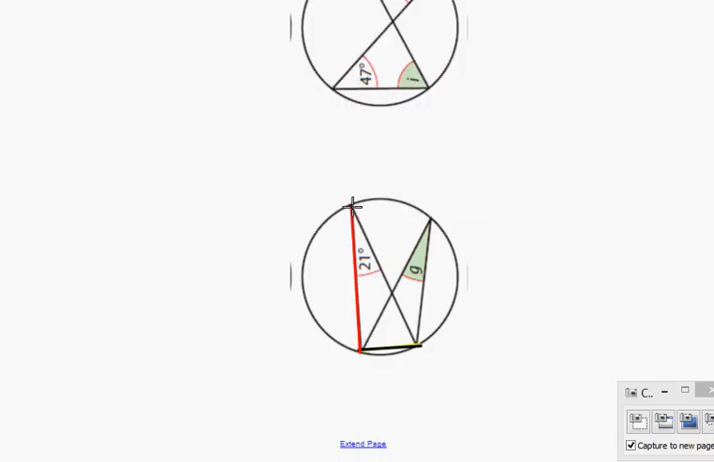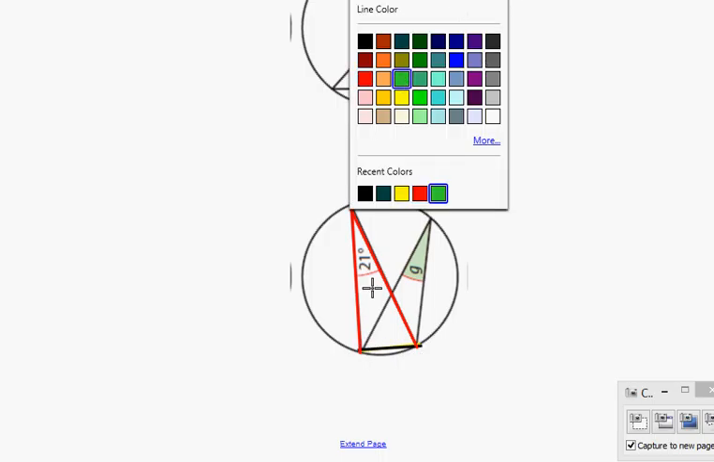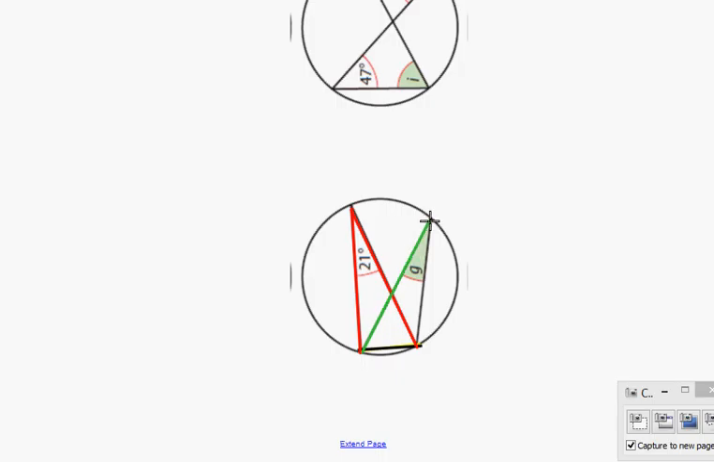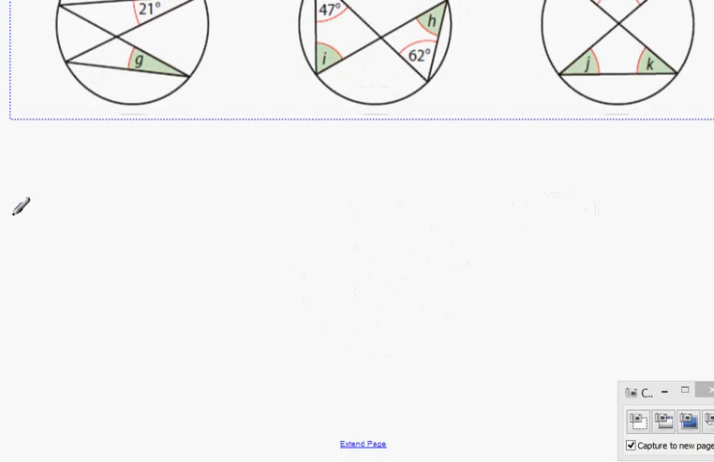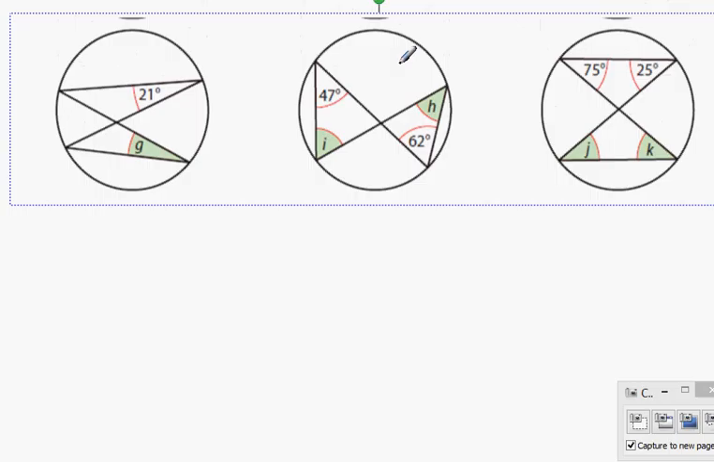Okay, so look, red links to red, starts here, ends here, and then if we do the other one, green starts and ends at the same angle, so therefore G is 21. Okay, that's the first question done. You can do that at home, just rotate your book. It's not a big deal. Okay, what about this one here? It's the same thing, guys.